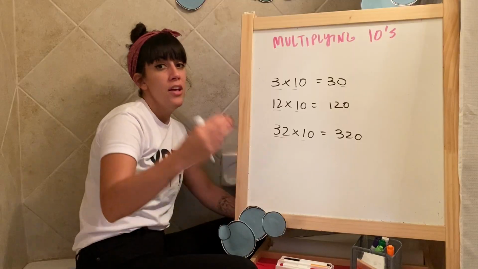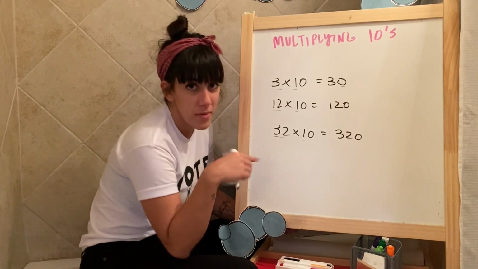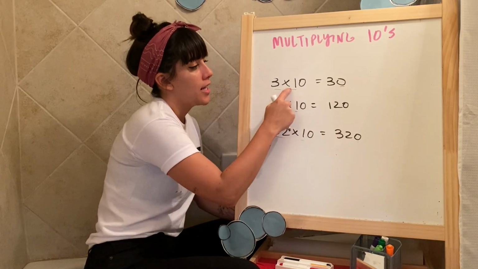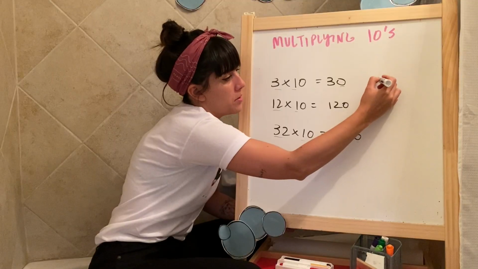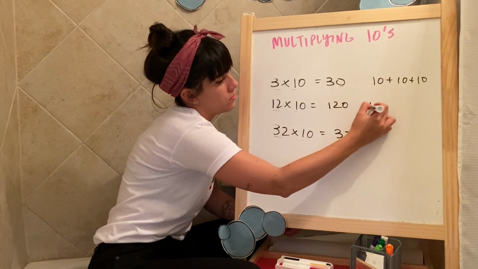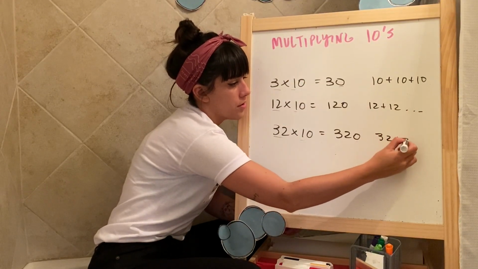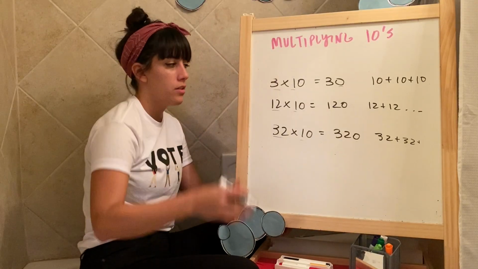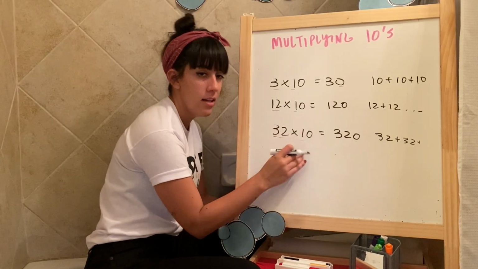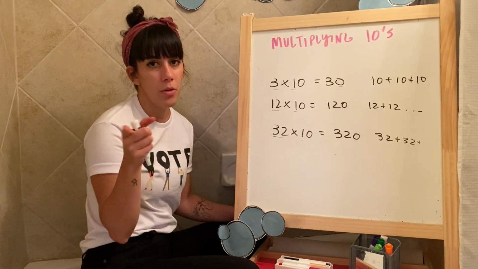So if I were to add 32, 32, 32, and so on, 10 times, it would be 320, right? And again, we can check our answers. This would be 10 plus 10 plus 10. This would be 12 plus 12 plus 12, 10 times. 32 plus 32 plus 32, and so on. So that's all that multiplication is. And when you're multiplying by just 10, it's that number, add that 0, okay? Easy peasy. Let me show you hundreds though.